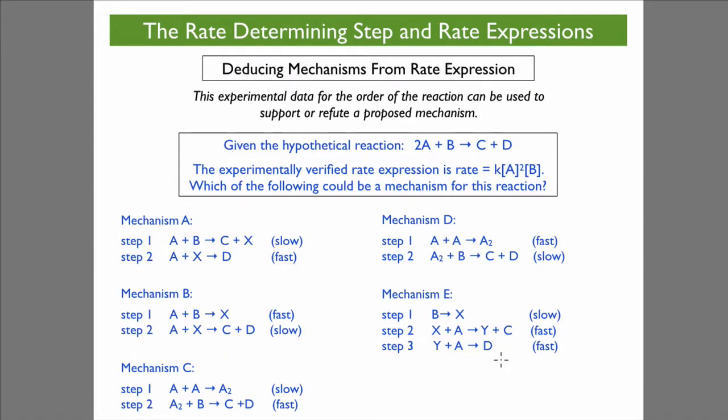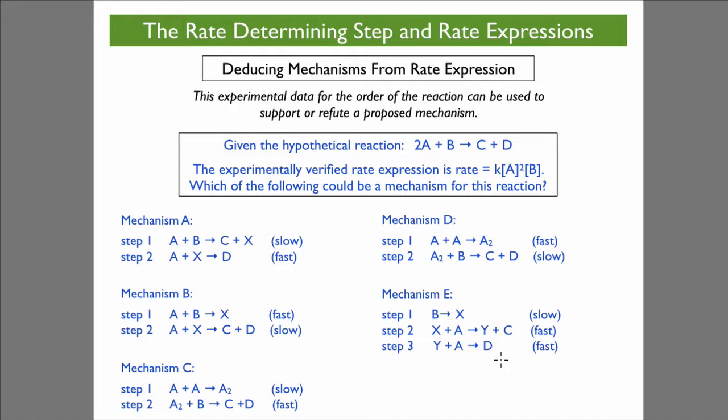Next, deducing mechanisms from rate expressions. This experimental data for the order of the reaction can be used to support or refute a proposed mechanism. Given the hypothetical reaction 2A plus B gives you C plus D, the experimentally verified rate expression is rate equals K, concentration of A squared, concentration of B. Which of the following would be a mechanism for this reaction?